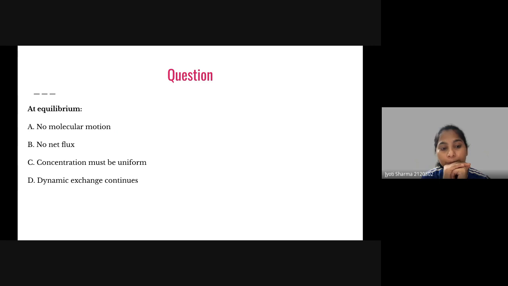Then coming to no net flux. As I told you, net flux will be 0, so this one is the right one. No molecular motion. What should be the right one? A should be the right one or not? B is the right one.